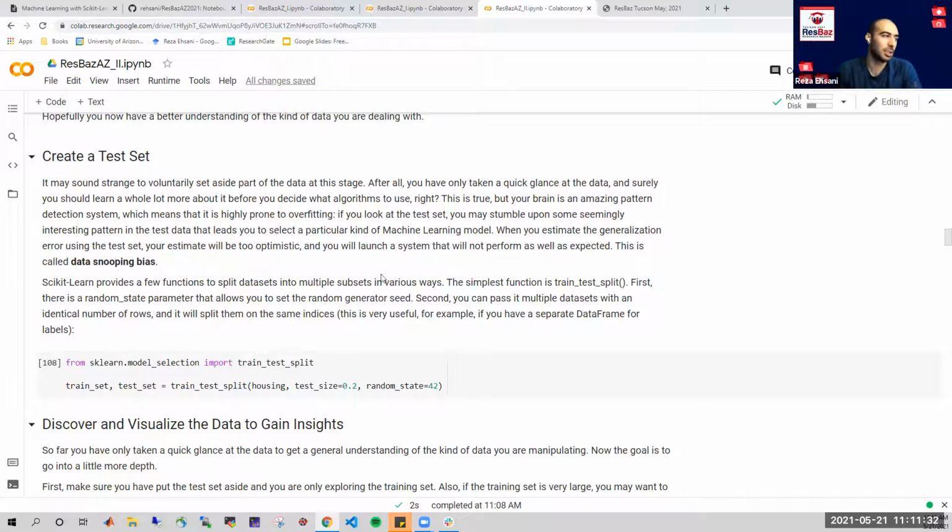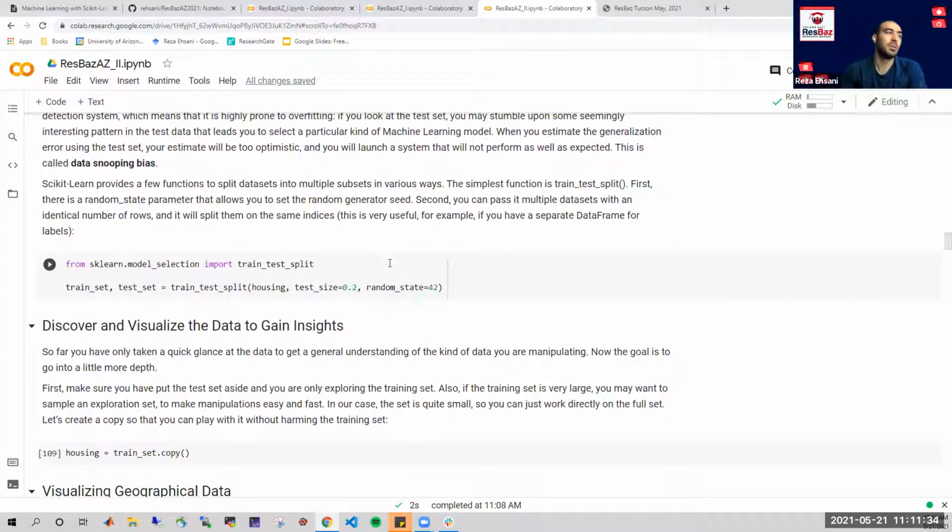Scikit-Learn provides functions to split the dataset into multiple subsets in various ways. The simplest function is train_test_split. First, there's a random_state parameter that allows you to set the random generator seed. Second, you can pass it multiple datasets with an identical number of rows, and it will split them using the same indices, which is really useful if you have separate data frames for labels and features.